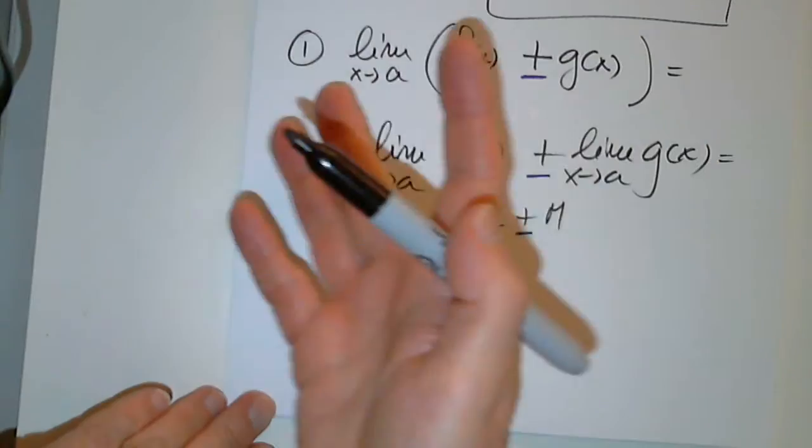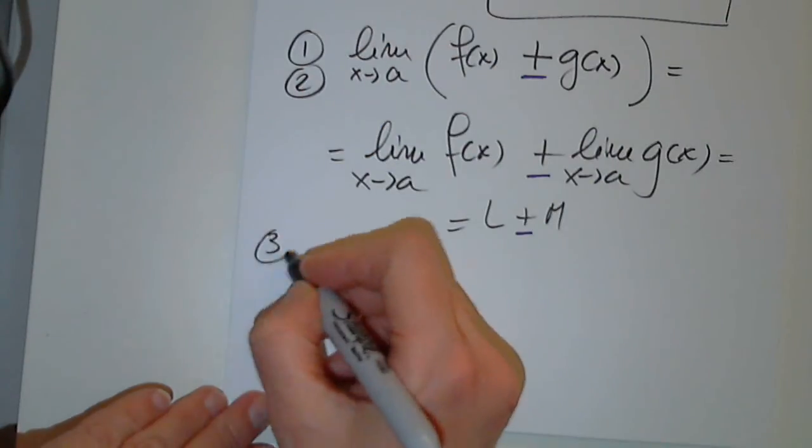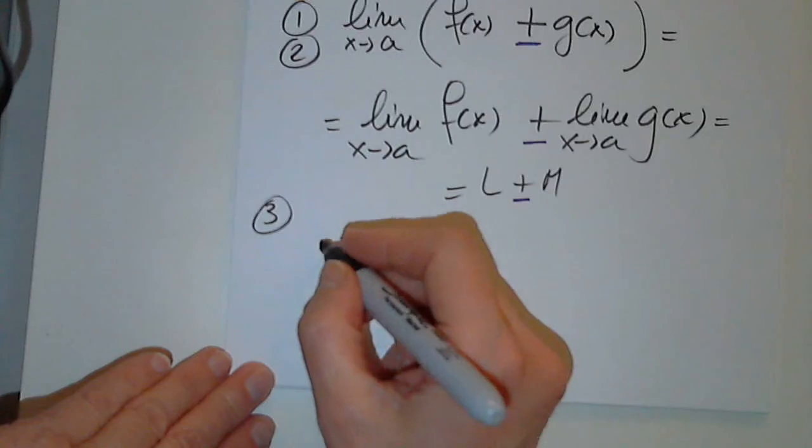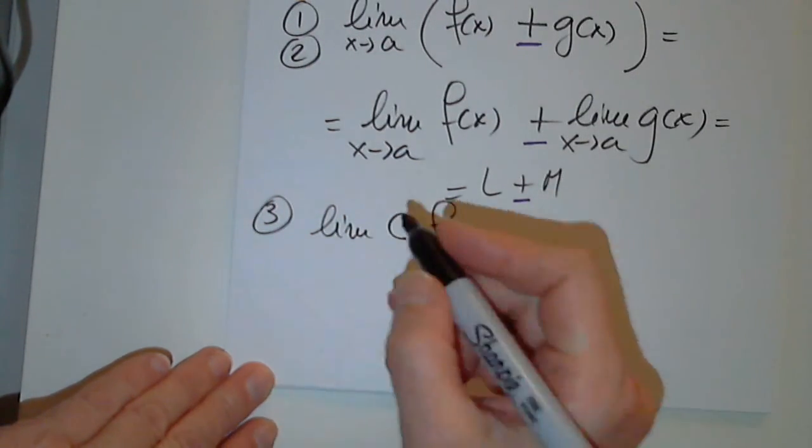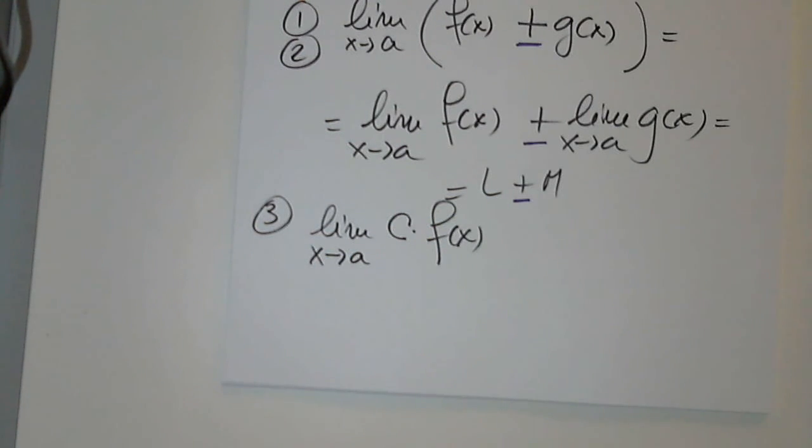Okay, number 2. So this is 1 and 2 if you want. Number 3. The limit of a number times a function as x approaches a from either side. So c is a constant.